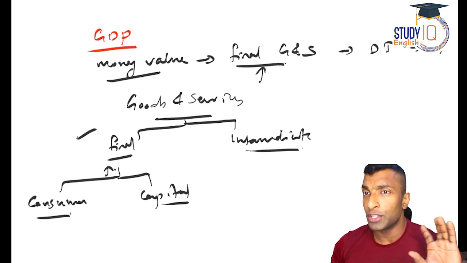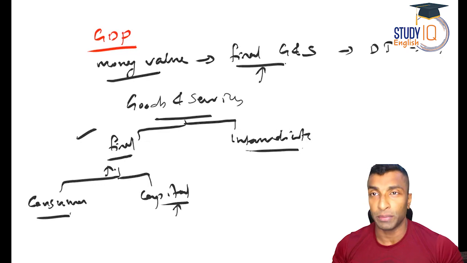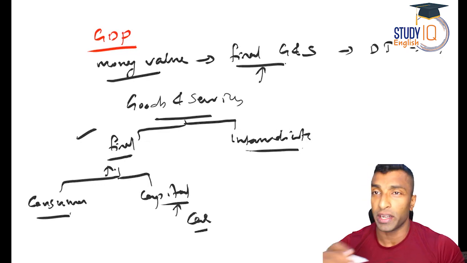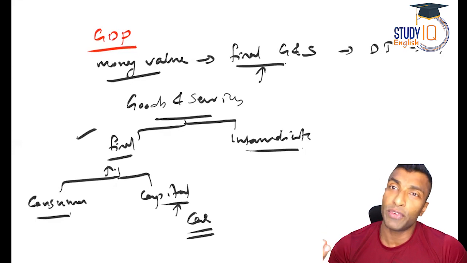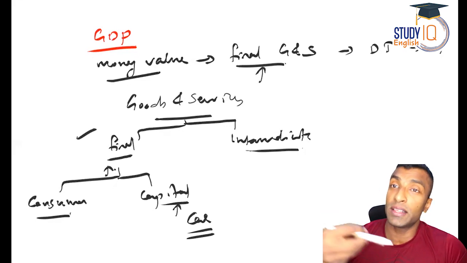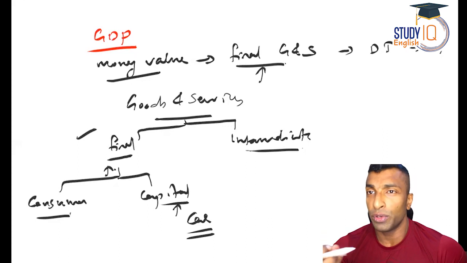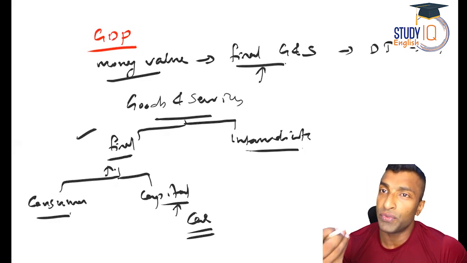So both are consumer goods. Similarly, capital good. For example, I bought a car, and this is going to be a capital good if I'm using this car to make further income. Like if I'm going to use this as a taxi and make further income, this is going to be a capital good.